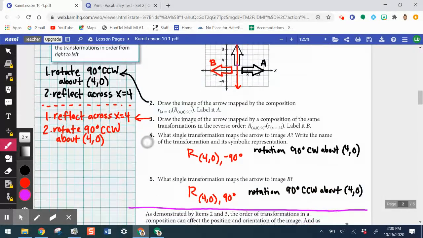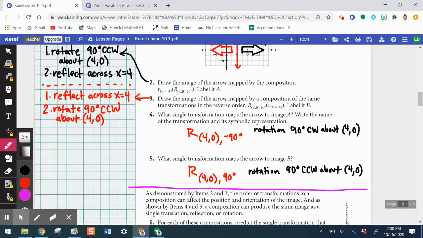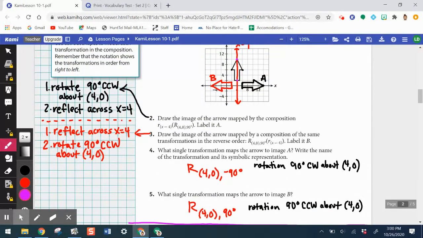So item 4 then says, what single transformation maps the arrow to image A? Write the name of the transformation and its symbolic representation. That's what this is. This is the symbolic representation. So what would map this arrow to A in one single transformation? Well, a rotation negative 90 degrees, so clockwise. Think about it. We could rotate it 90 degrees clockwise about this point (4, 0). So if you notice, all 3 of these arrows, in fact, rotate around this point.